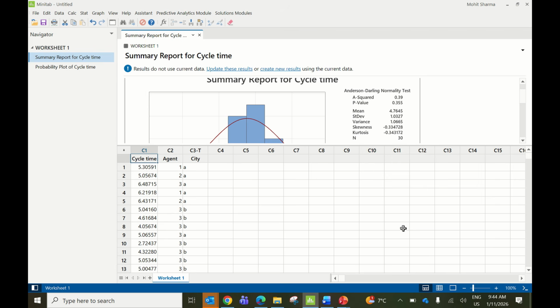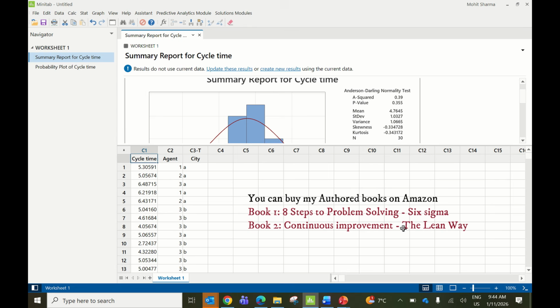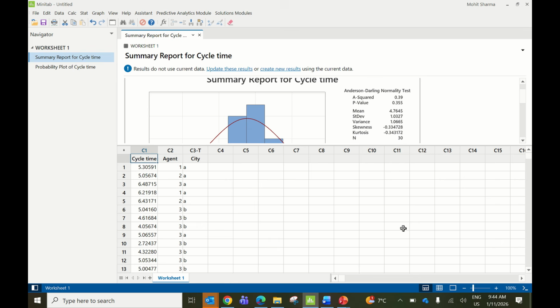So what I have here on Minitab is a data which is cycle time in column C1, and I have to compare the agent and city, means whether agents are contributing to higher or lower cycle times or any city data is contributing to higher or lower cycle time. All of this analysis will also be done in Copilot. So I have saved this data in the Excel sheet as well.